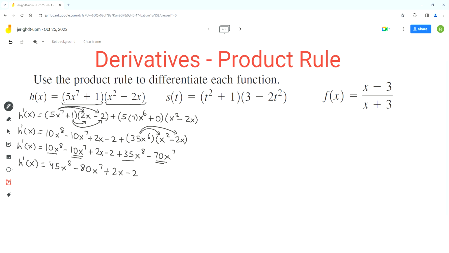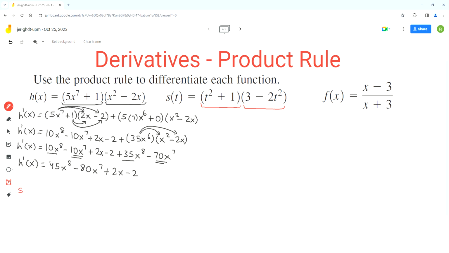So now we can work on the second one. So I'll use a different color for that. So the second function is s of t equals t squared plus 1 times 3 minus 2t squared. So in this function, the first function is t squared plus 1. The second one is 3 minus 2t squared.